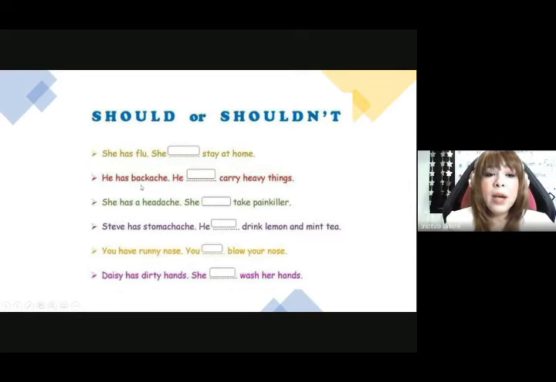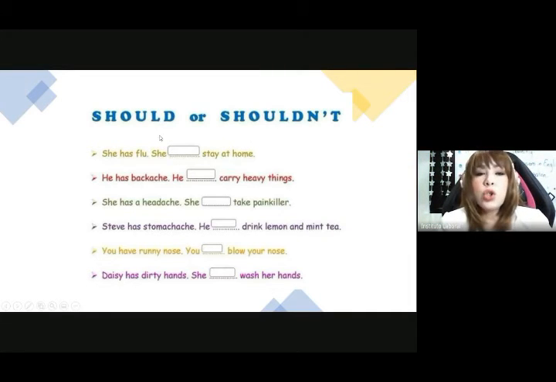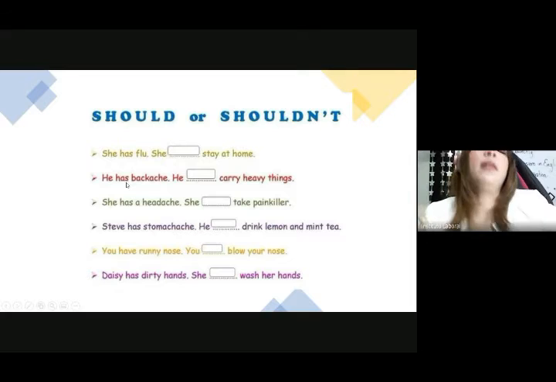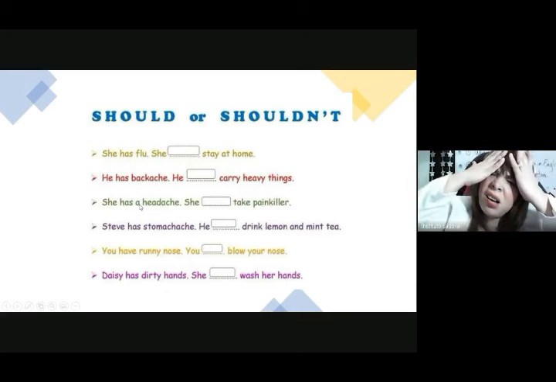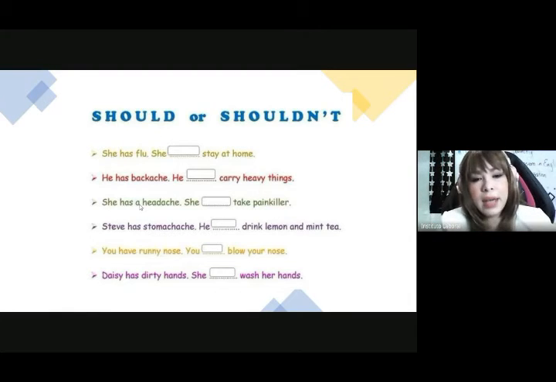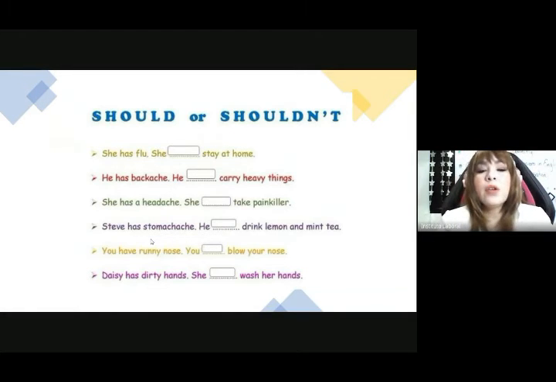Like, for example, she has the flu. She should or shouldn't stay home? She should stay home. He has a backache. Oh, he shouldn't carry heavy things. She has a headache. Oh, my head. Okay, she should take a pain reliever. Affirmative, should take. Steve has a stomach ache. Ouch, my stomach. So he shouldn't drink lemon and mint tea.